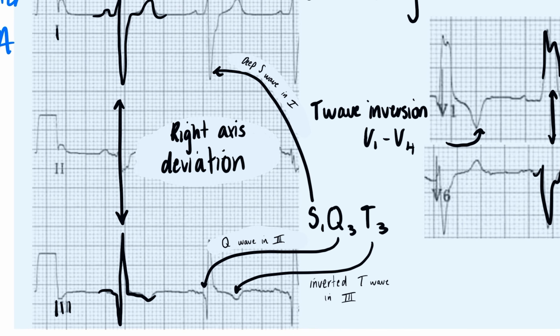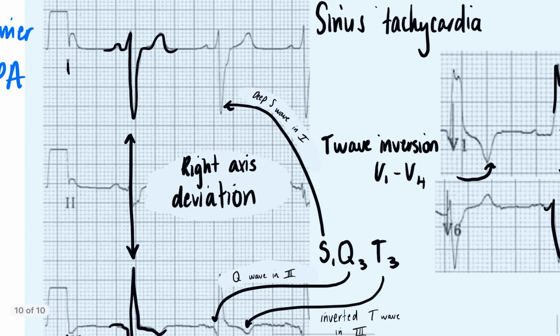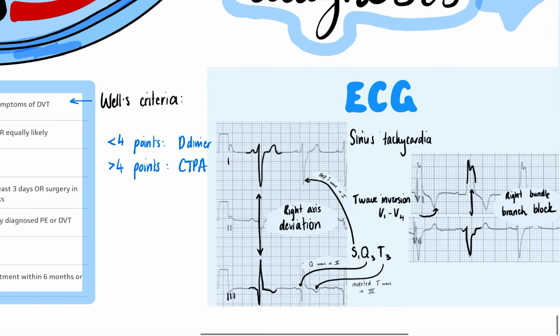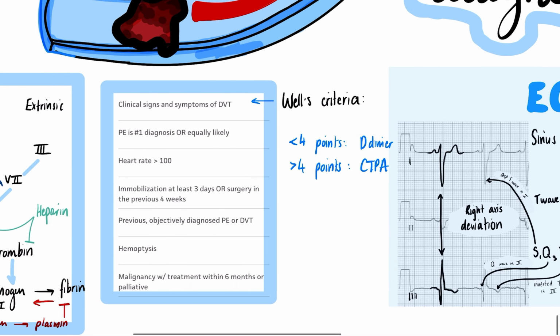Alright, other things you might see is a T-wave inversion in V1 to V4, and I only put a picture of V1 here, but that would be seen in V1, 2, 3, and 4. You might also get what's called an S1, Q3, T3, which is where you see a deep S wave in lead 1, a Q wave in lead 3, and an inverted T wave in lead 3. But hopefully at second year level, we're not really expected to recognize that because I've never recognized it without prompting before.